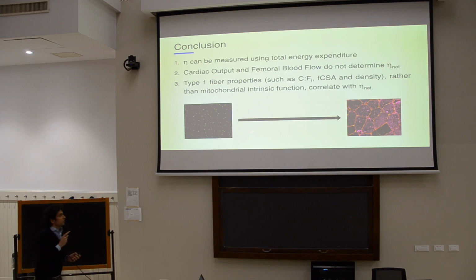So in conclusion, we know that efficiency is related to oxygen capacity, and we also show a way to measure, or at least to estimate, efficiency also for high intensity. Hemodynamics does not determine efficiency for any intensity, and type 1 fiber properties, like capillarization, anatomy, and density, are more important than intrinsic mitochondrial function for determining efficiency.